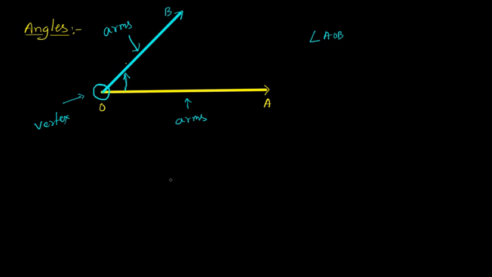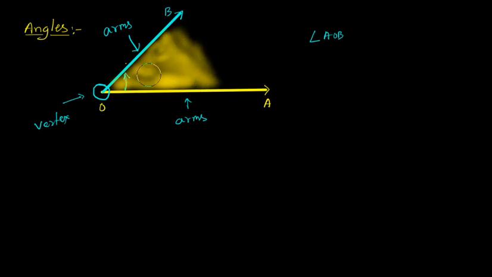Now what is called the interior of an angle? Say if I take this angle and spray some paint inside it, something like this. So this painted area is nothing but the interior of this angle. So this area is called the interior of an angle.